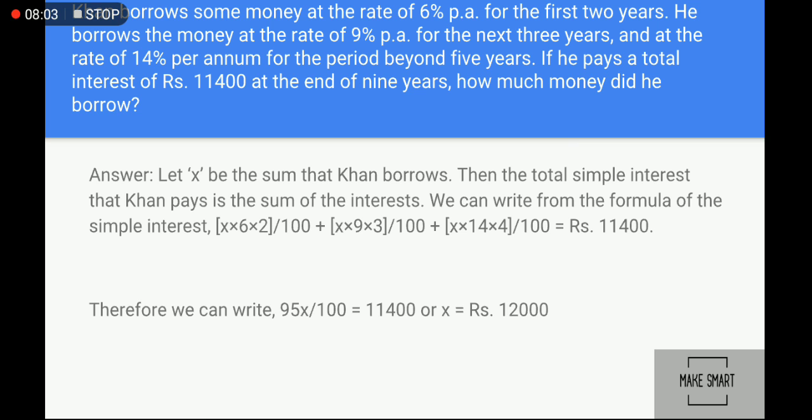I hope, friends, you can understand simple interest, how to calculate simple interest, and from the given data how to get the principal, time and rate of interest.